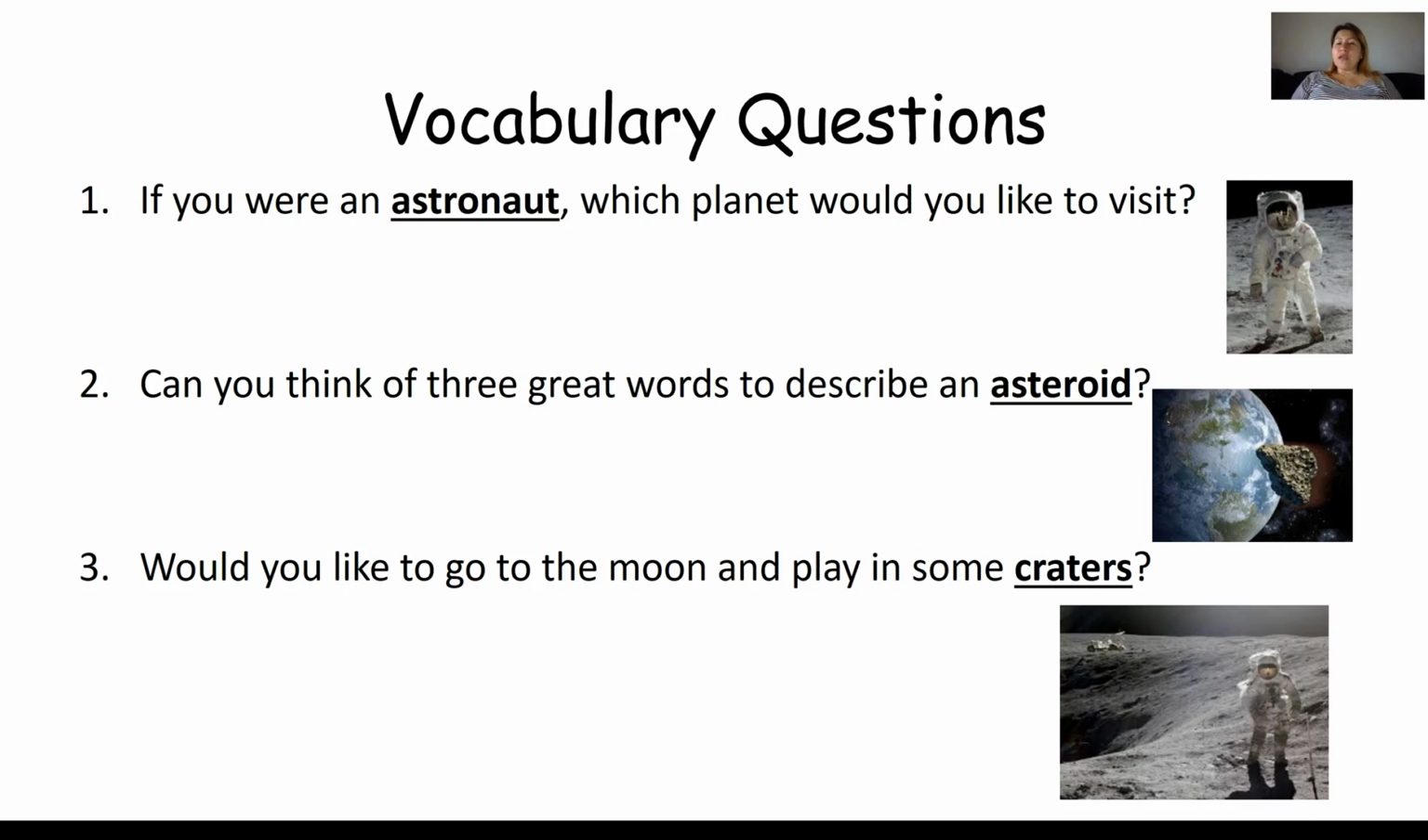Okay, so I'll read number 1 to you. It says, if you were an astronaut, which planet would you like to visit? Which one would you like to visit, boys and girls? Remember, there are 8, and one of those 8 planets is the Earth, which is the one that we live in. So if you could visit another planet, which one would you visit? Then we learned about some others. So I want you to write a sentence about which planet you would like to visit.